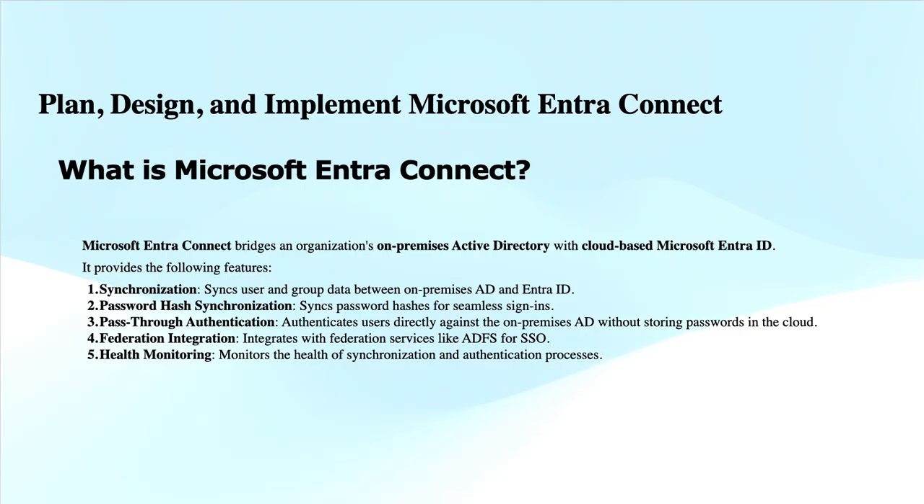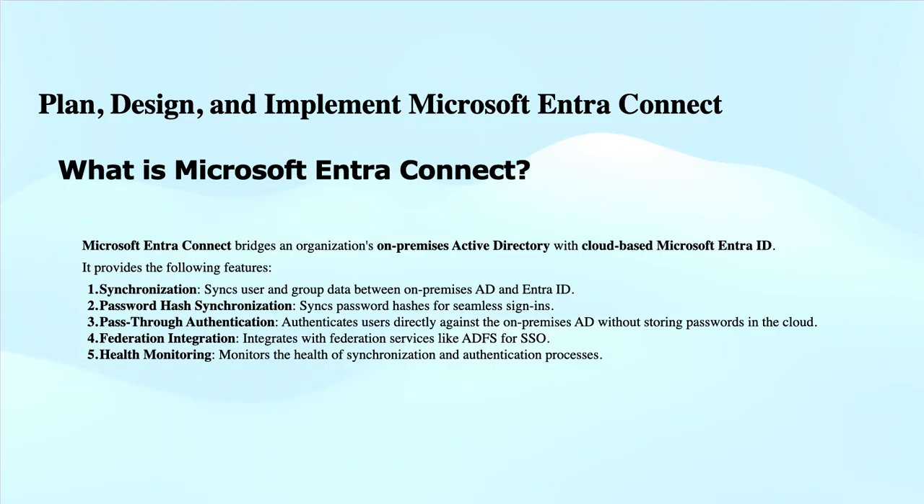Before we talk about planning, designing, or implementing the Entra Connect, let us understand what Microsoft Entra Connect is. The Microsoft Entra Connect is a tool or a software that you install in your on-premises. It's a solution that bridges the organization's on-premises Active Directory with the cloud-based Microsoft Entra ID. You use it to synchronize your identities from on-premises. These identities can be the users, groups, or the devices. It helps in performing the seamless authentication for the users to access the corporate applications in on-premises as well as the cloud applications.